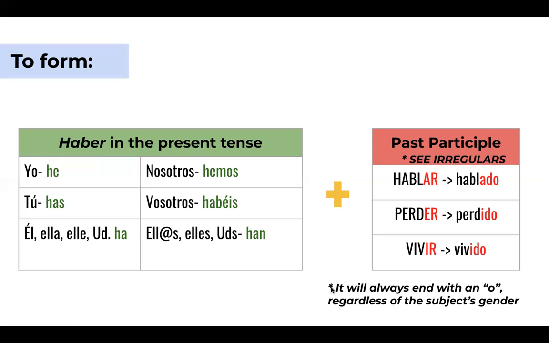Another good point here is your past participle will always end with an O, regardless of the subject's gender, okay? Because it's not acting as an adjective here, it's acting as a verb. And verbs change depending on number and not gender, okay?